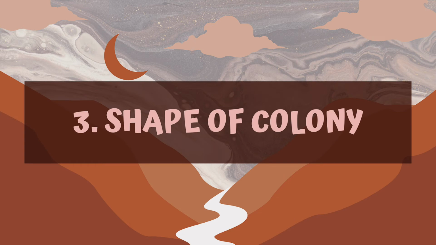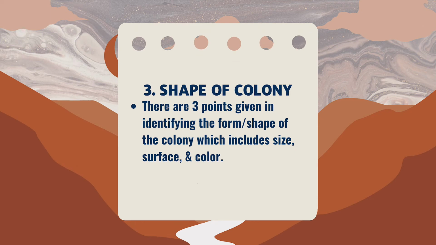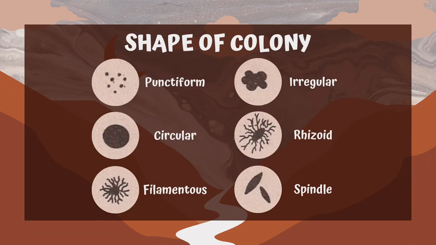For the third characteristic, we have shape of the colony. There are 3 points given in identifying the form or shape of the colony. This includes size, surface, and color. Some examples are punctiform, circular, filamentous, irregular, rhizoid, and lastly, spindle.